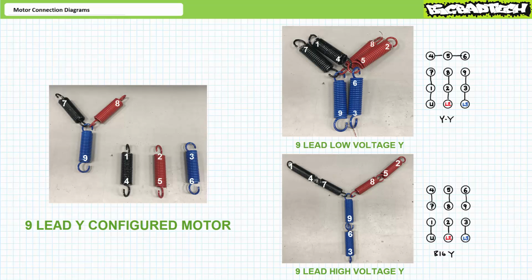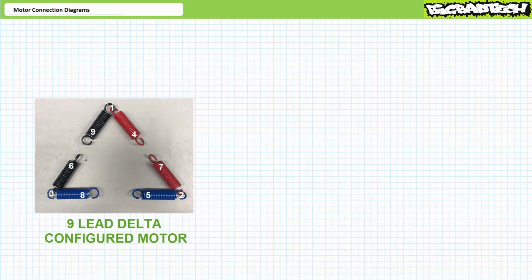It should be noted that series impedances add up. This is why the high voltage entry on a motor nameplate has half the current draw as a low voltage configuration. A motor connection diagram illustrating a 9-lead Y configured motor set up in the high voltage configuration might look something like this: L1 to 1, L2 to 2, L3 to 3, 4 to 7, 5 to 8, and 6 to 9. Similar things can be said about 9-lead delta configured motors.